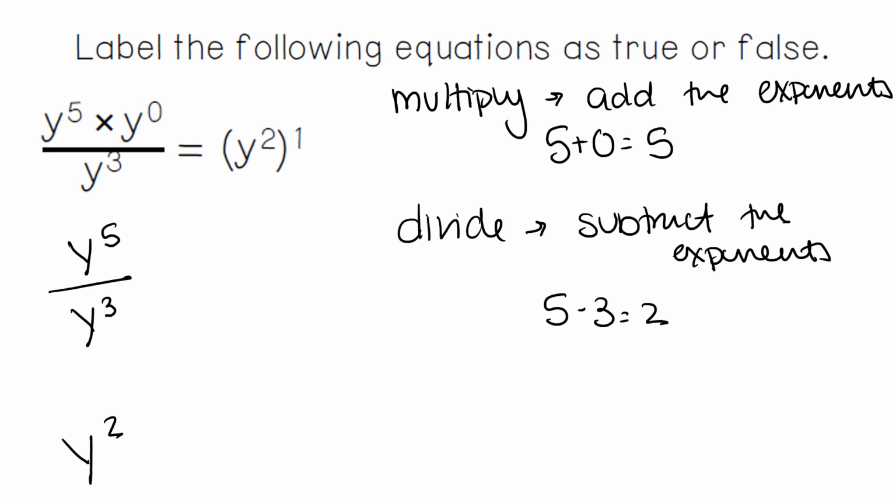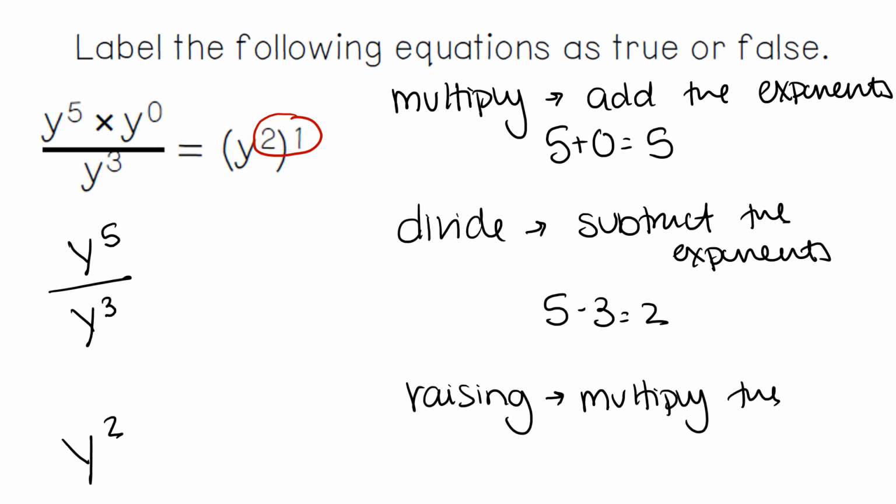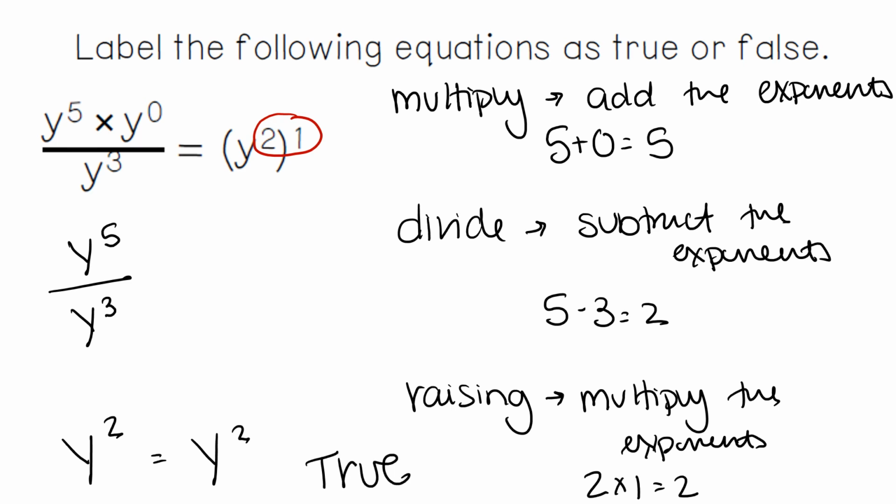Now, moving to the right-hand side. The right-hand side, the exponents are side by side, meaning we are going to be raising to a power. When we raise to a power, we are going to multiply the exponents. And so we would multiply the 2 and the 1, which would give us 2, y to the second power. Both sides match once we finalize each side, so this would be a true statement.